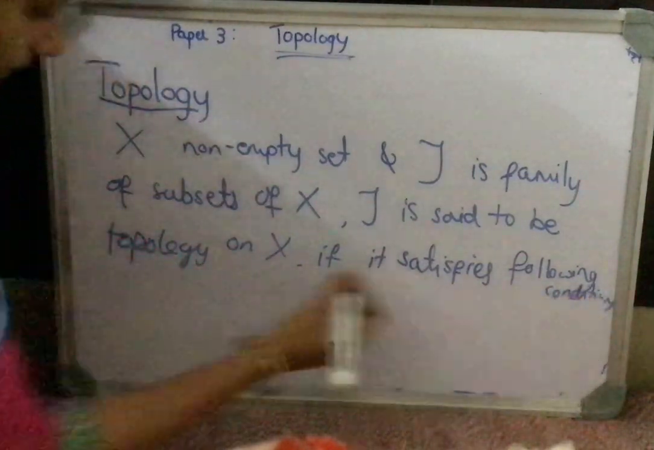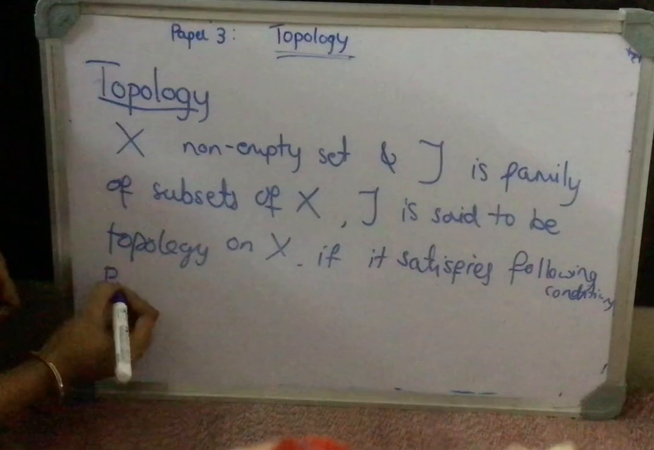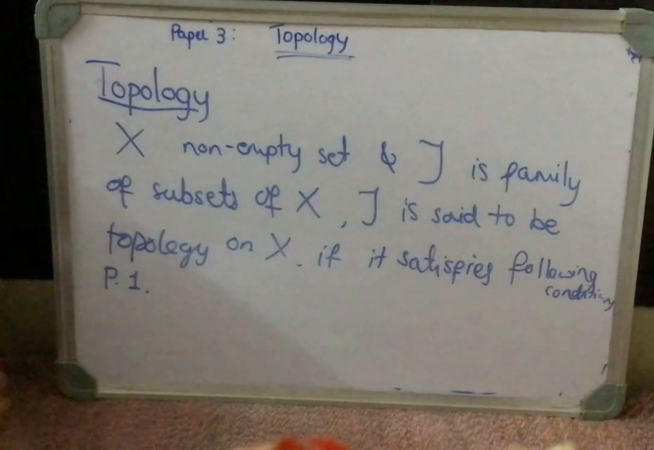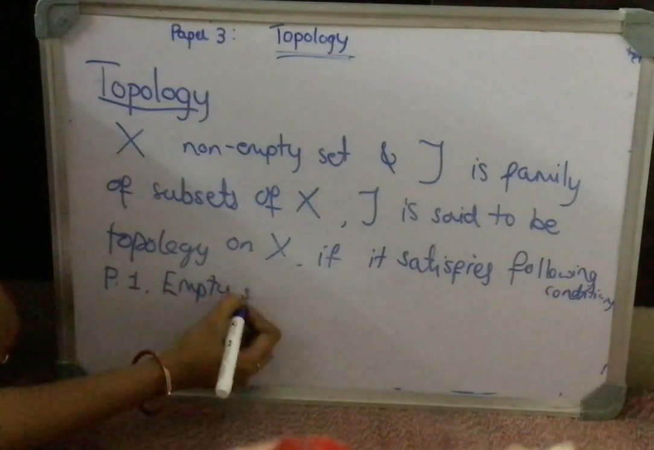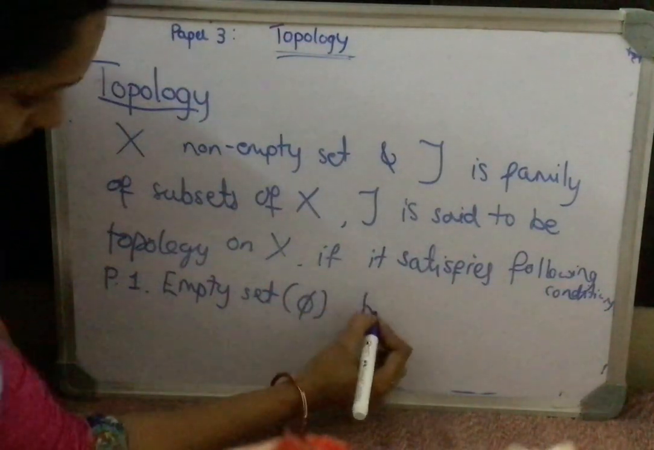What are those conditions? They are given by P1, P2 and so on. P1, the first one: the empty set, that is phi, belongs to tau.